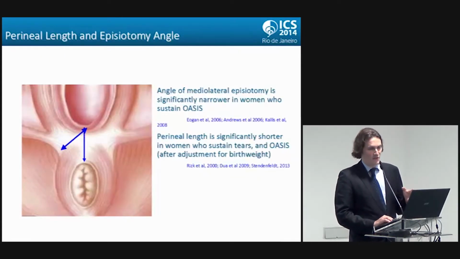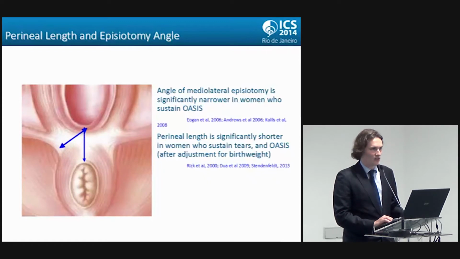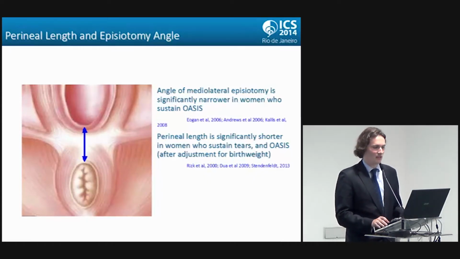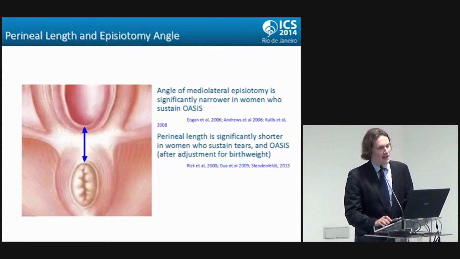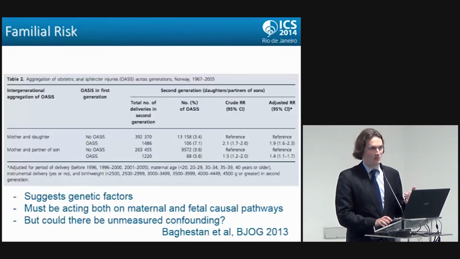One area of interest for many people, including at this conference and at IUGA, is how we should modify our episiotomies. There's reasonably high-quality observational evidence that for women who sustain OASIS, the angle of episiotomy has been cut too narrowly, too close to the midline. And it also seems to be true that women with a short perineum are more likely to get an OASIS. Having said that, in the last year we've seen the first randomized trial of lateral episiotomy versus medial lateral, and it didn't appear to make any difference.